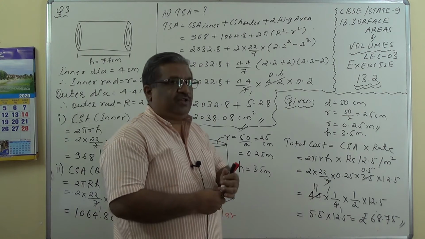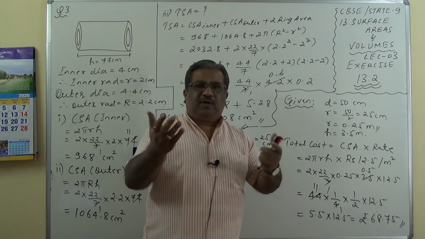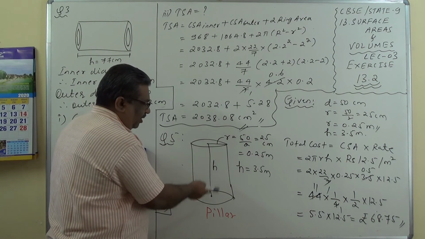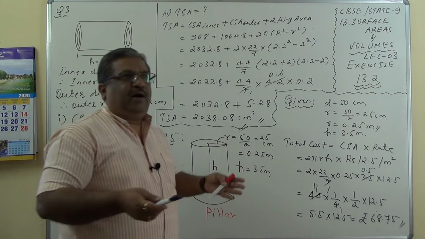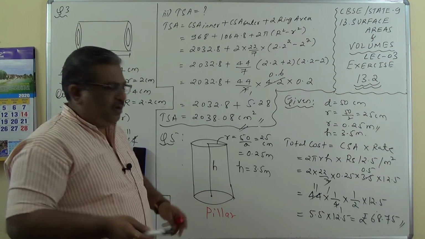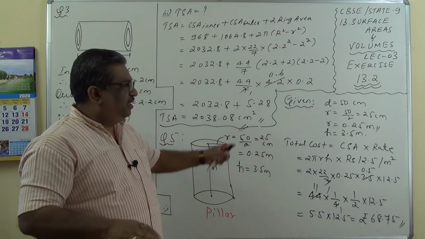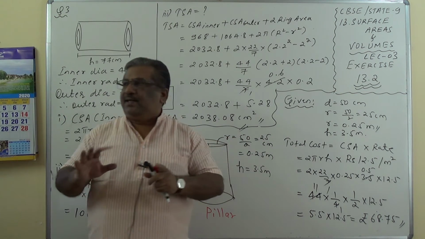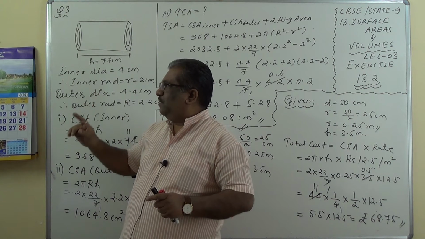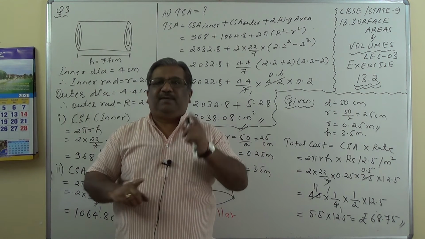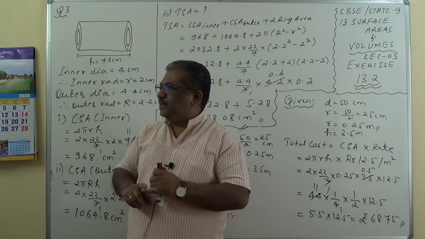What is the total cost? Total cost is the total cost of painting. See, for a pillar, you cannot paint the top and bottom portion. On the top some beams will be there, and at the bottom it is rested on the ground basically. Not only that, in the question itself he has asked, see here, find the cost of painting the curved surface area of the pillar. You should be very careful in such questions.